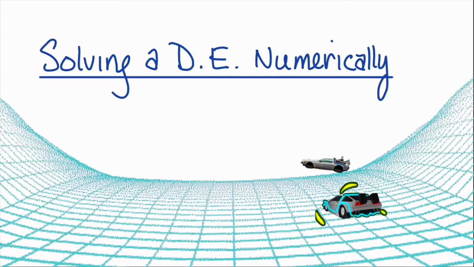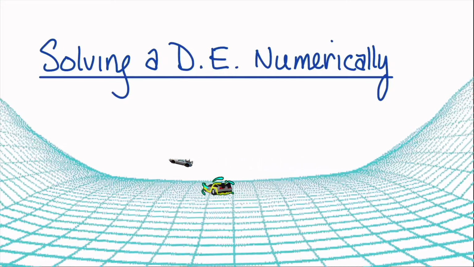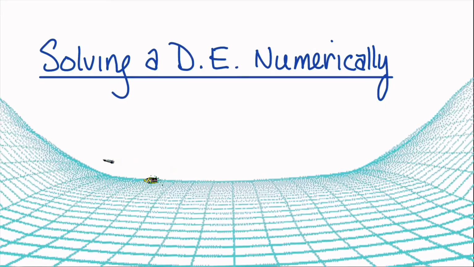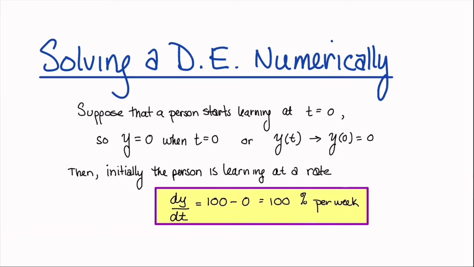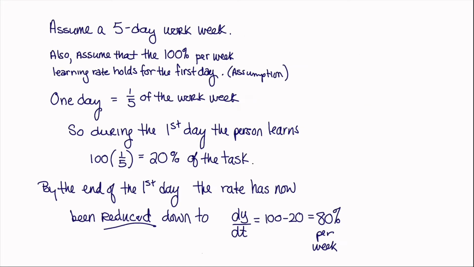So in order to solve many differential equations, we must often build the solution numerically step by step. What this equates to is starting with some known information or some initial condition and working our way out. So suppose that at time equals 0, the percentage of a task that someone knows is 0%. So our initial condition is y(0) = 0. Now, if we put this into our differential equation, we get 100 minus 0 is 100% per week. So in the initial stages, we can assume that 100% per week learning rate holds.